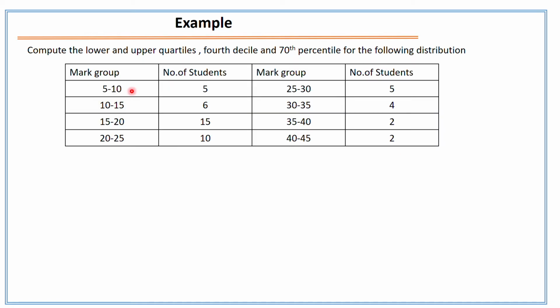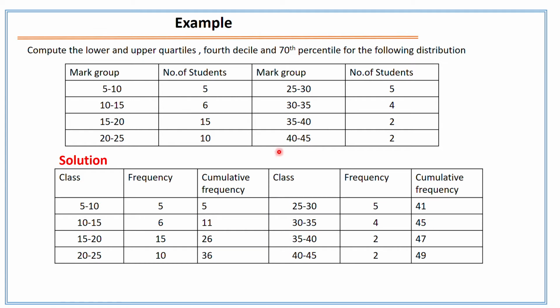In this, one group is given marks group 5 to 10, 10 to 15, 15 to 20, 20 to 25, and these are the number of students who have obtained that marks. And similarly, this distribution is given up to 40 to 45. Now we'll start the solution.